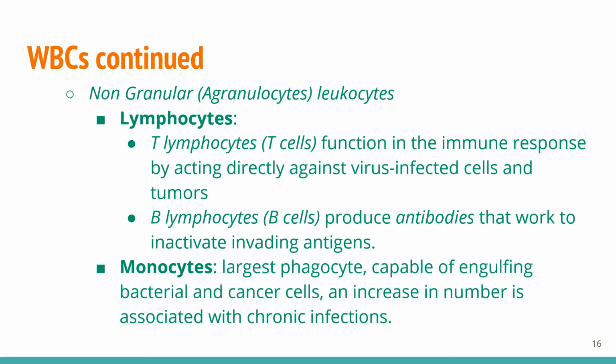And then your monocytes are your largest phagocyte. They're capable of engulfing bacteria and cancer cells, and you'll see an increased number of those with chronic infections, like maybe bronchitis or bronchiectasis, where people have a chronic infection. They'll have an increased monocyte count.